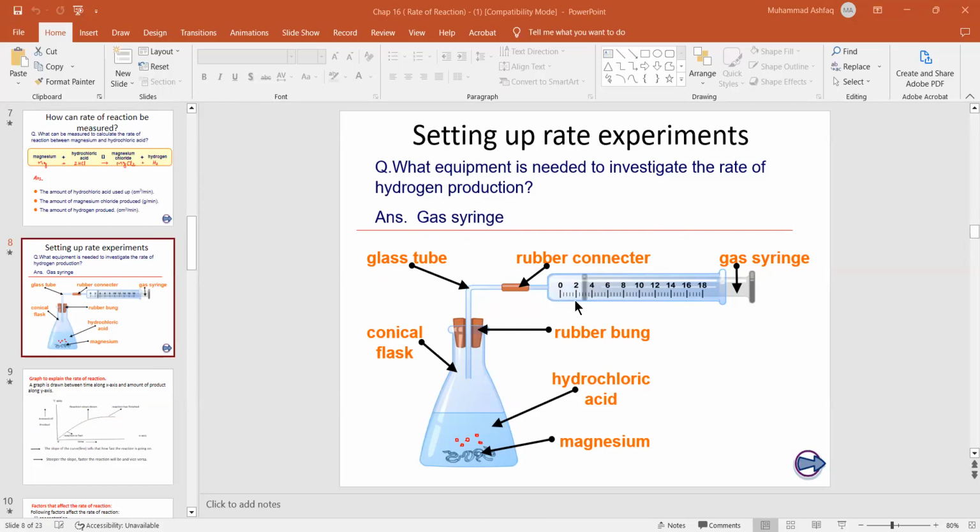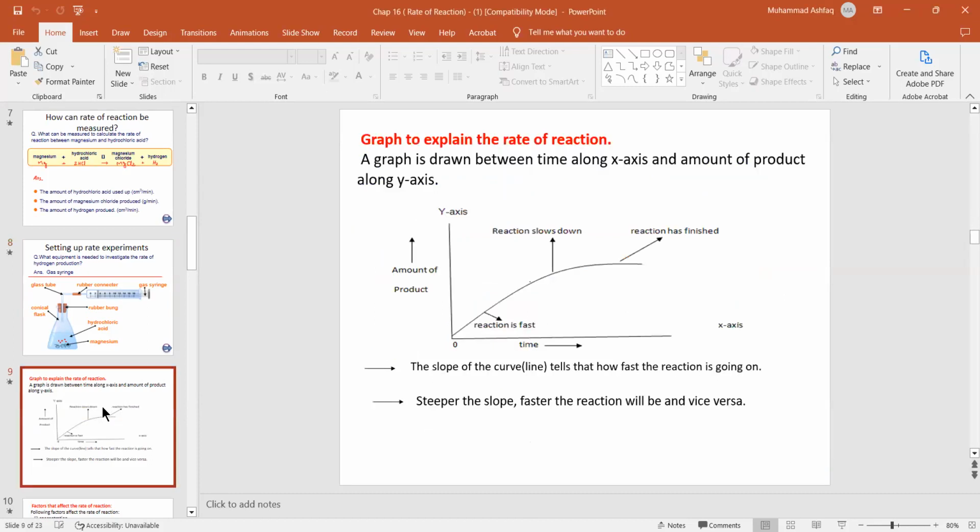Now, a very important part of the lesson, the graph that explains the rate of reaction. You know very well about it, yeah? So let's again discuss this graph. The graph explains the rate of reaction. How? Look, you know two things. First, the zero point. It means both things are zero. What are the two things? One is the time, and second is the amount of product.